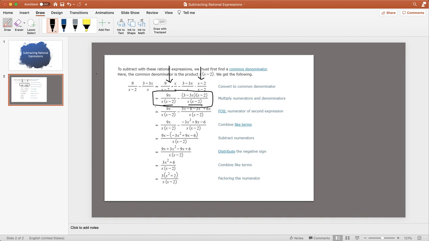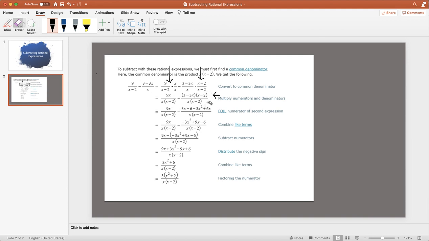Now that we have the common denominator, we can start simplifying our numerators, like how I have these parentheses up here, right? We know we can FOIL that out and simplify that. So I can simplify my numerators a bit and then just go ahead and do the subtraction.